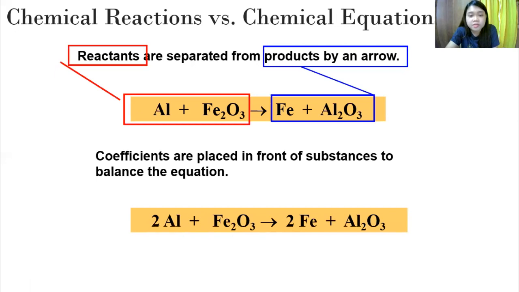The coefficients are also placed in front of substances to balance the equation. After you write the chemical equation, you need to write the necessary coefficients in order to balance it. If we glance at this first equation, it is not balanced, right? Because we need two atoms of aluminum on the reactant side to balance the two aluminum in the product side. So we need to write 2 here. As well as the other chemical species, you need to inspect whether they are balanced. Here, for iron also, we put 2 since we have 2 atoms of iron from ferric oxide.